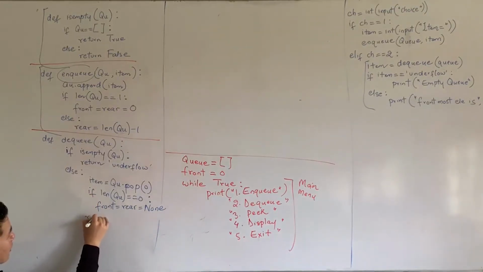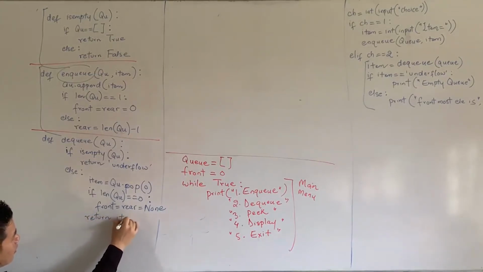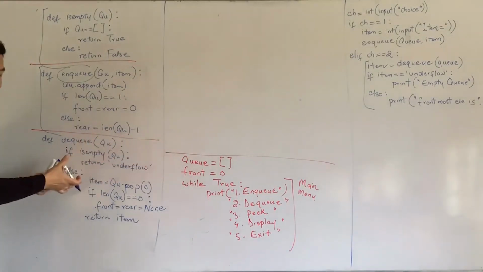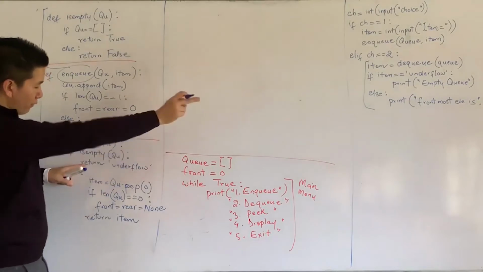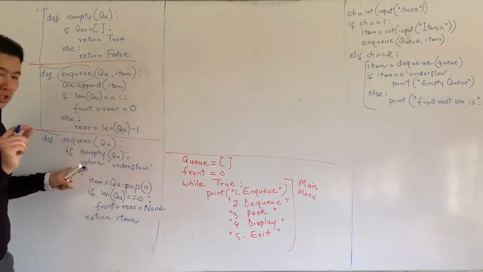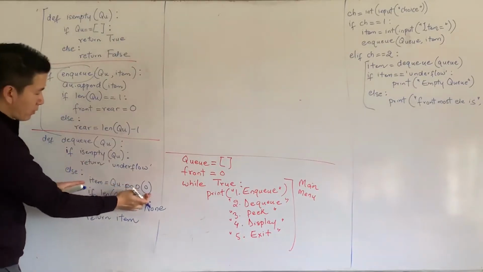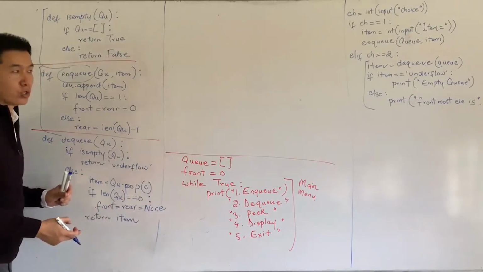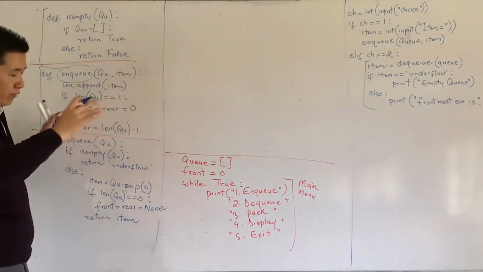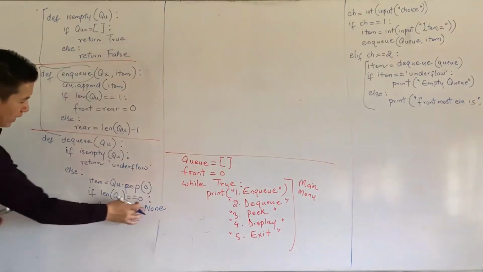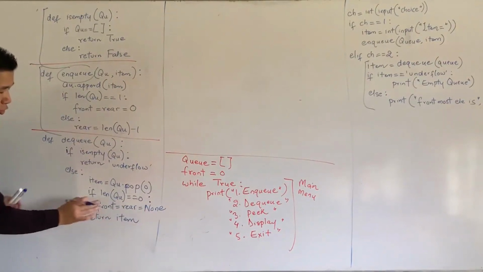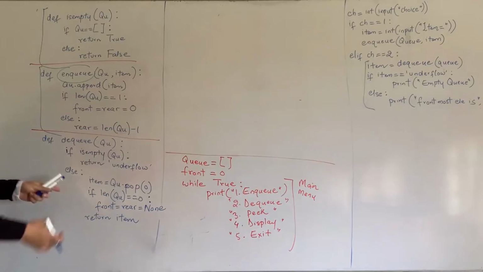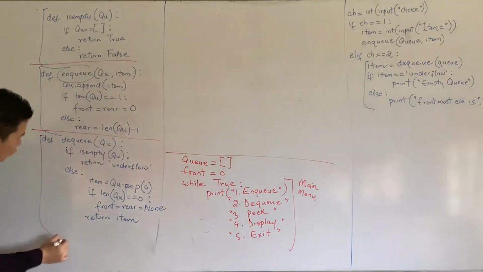So I just write here return item. Right, so it's pretty simple. Call the function of DQ. If it's empty, return underflow. If there is just one element left, that element will be popped off. The condition will be true. The front and rear value should be changed to None, so you have an empty queue. So the front and rear, understandably, should be None. And then at the end, the value of item should be returned back to the function call. So this is how you come up with the function definition for DQ.